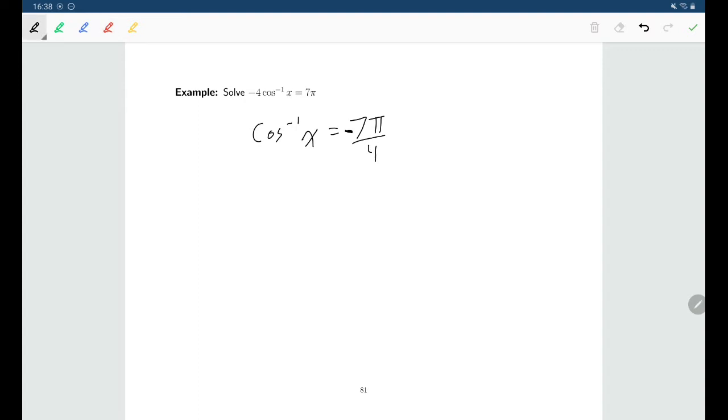And that's because, again, for cosine inverse of x, the output, the range, is from 0 to pi. So because negative 7 pi over 4 is not in the range of cosine inverse, there is no solution.